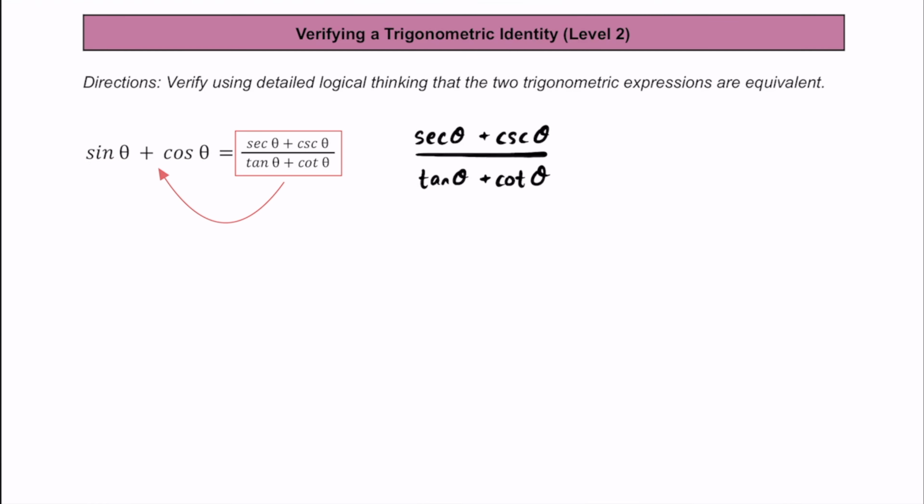Notice how on the left side of this equation we have a sine and a cosine, but on the right side of the equation we don't have that at all. We have a secant, a cosecant, a tangent, and a cotangent. I'm going to see if we can rewrite each of these trig functions into some different versions of themselves that might be a little bit more useful.